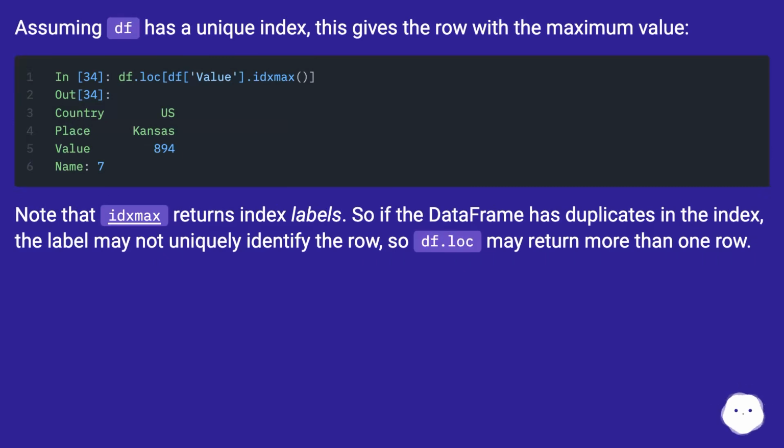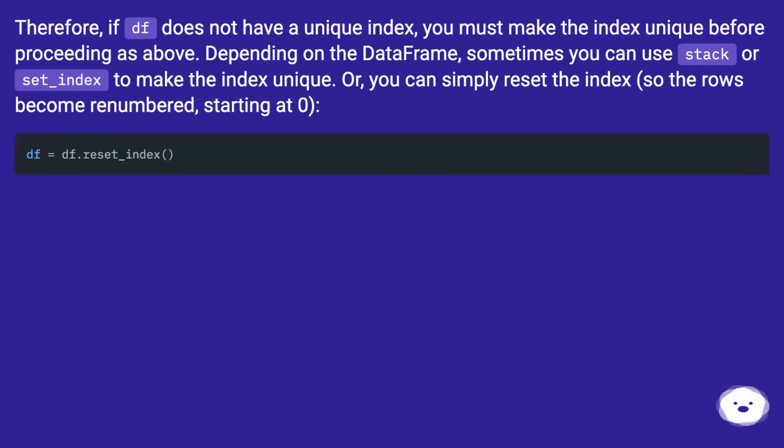Note that idxmax returns index labels. So if the data frame has duplicates in the index, the label may not uniquely identify the row. So df.loc may return more than one row. Therefore, if df does not have a unique index, you must make the index unique before proceeding as above.